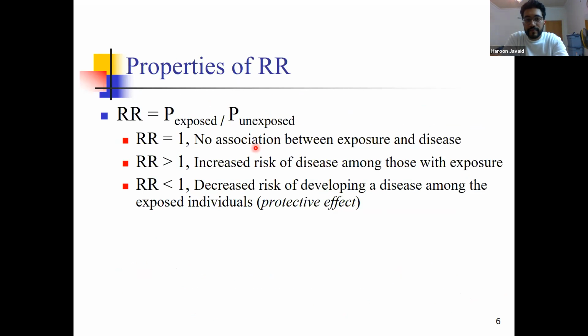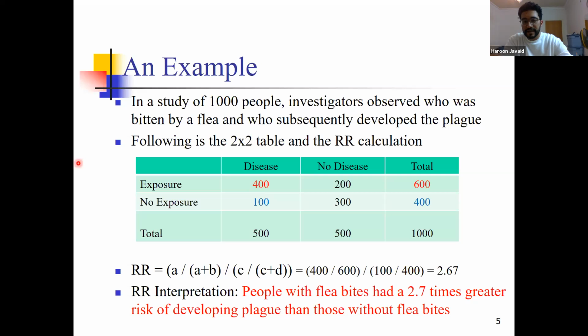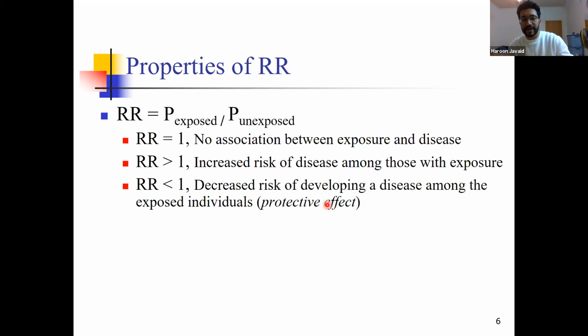Okay, great. So basically, relative risk can be of three types. You can either get one, which means that there is no association between exposure and disease, which basically means that the people who are bitten by fleas can get the disease, as can the people who are not bitten by fleas. So there's no relative risk of one group having a higher probability of developing a disease. Does that make sense? If something is greater than one, that means there's increased risk of developing. If something is less than one, then that means there's a decreased risk.